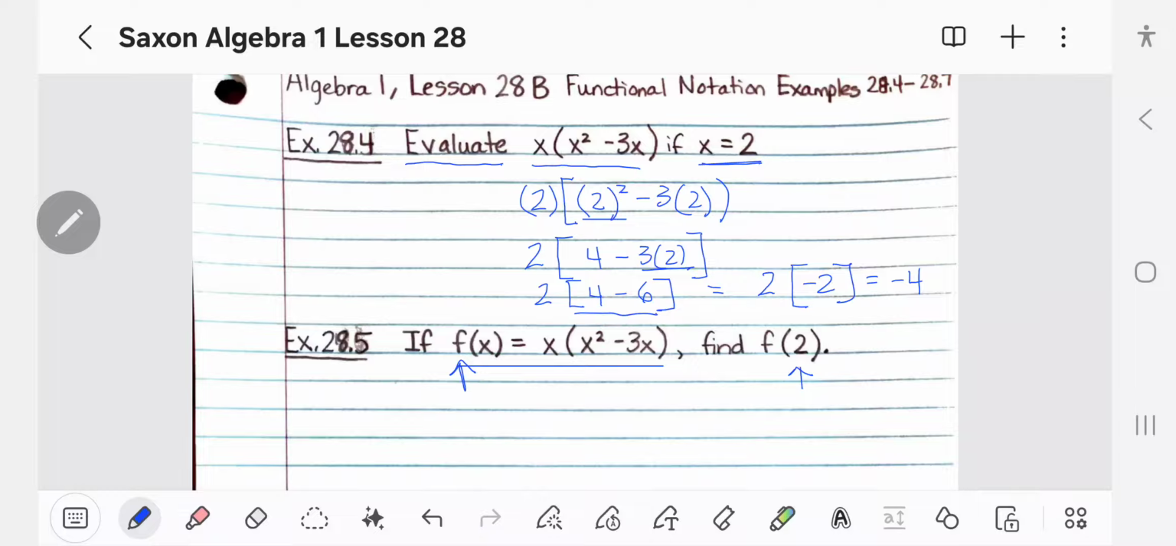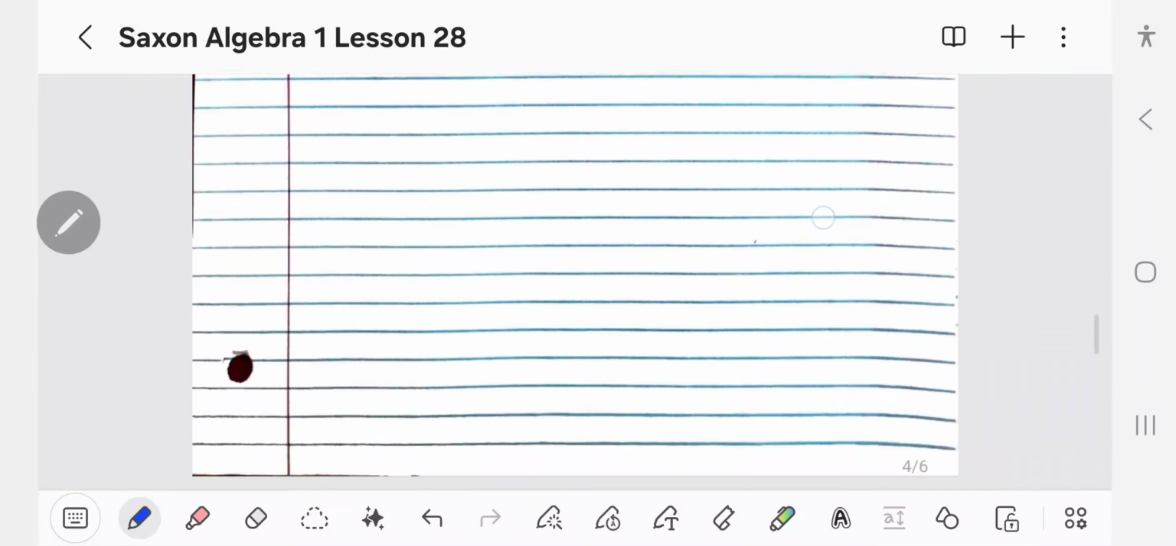And we would just do the same thing that we did in example 28.4. You would write it exactly the same. So you've been used to doing problems like this. Now they're going to start throwing in some of these function notations, and it's done the same way. You're just substituting the value of the variable.